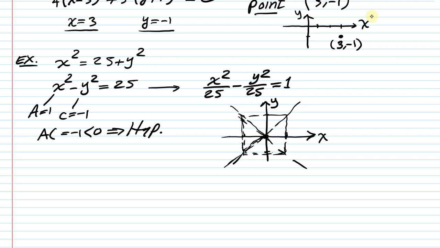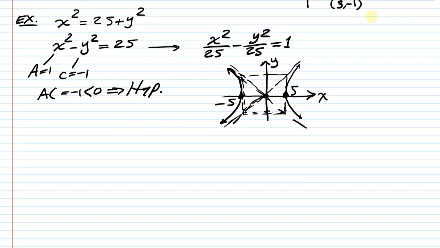Okay, this is good. And the transverse axis will be horizontal, so I go to the edge of the box and draw one branch, right? Go to the edge of the other box, the left side of that box, and draw the other branch. This is at 5, that's at -5. And there you have the graph of this one.